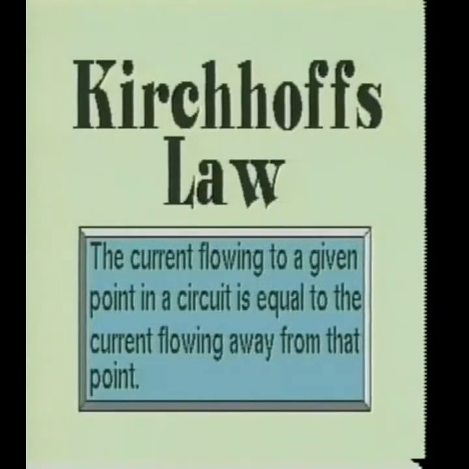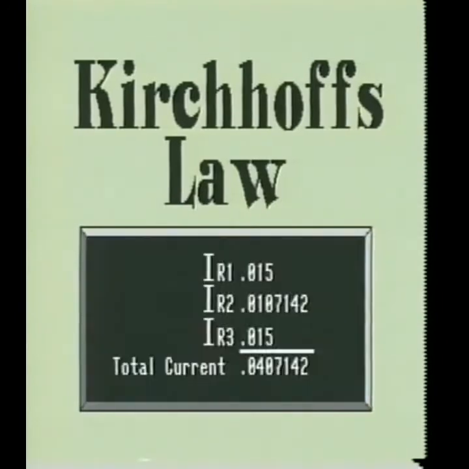Kirchhoff's current law stated that the sum of the currents in all the parallel branches must equal the current which flowed into those branches. When we add the currents flowing through R1, R2, and R3 together, we acquire the sum of 40.7142 milliamps, which is the exact amount of current which flowed into the parallel branches.